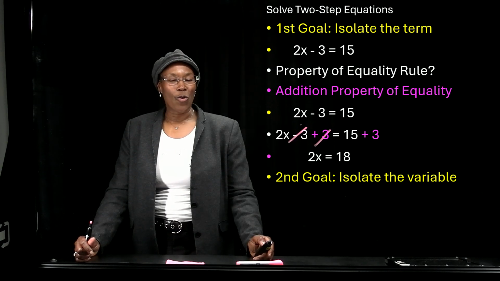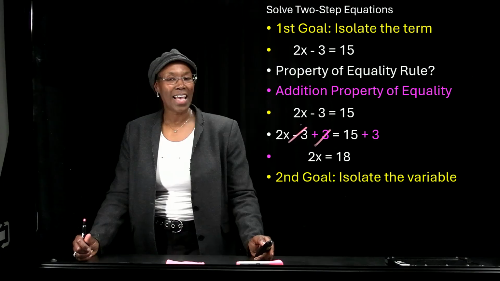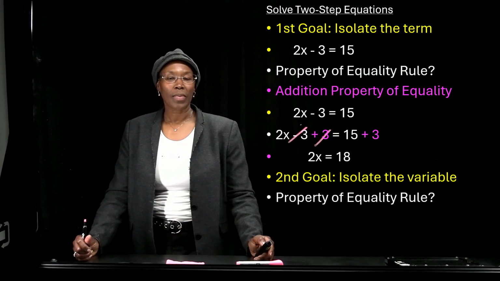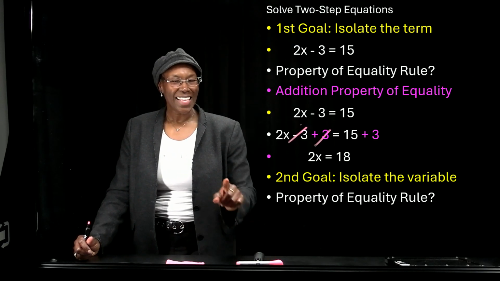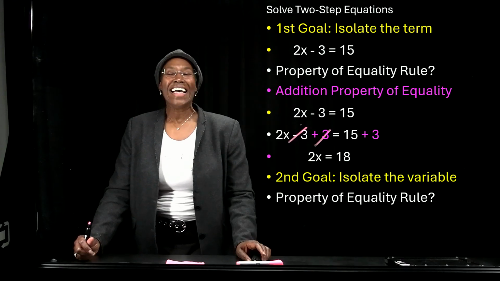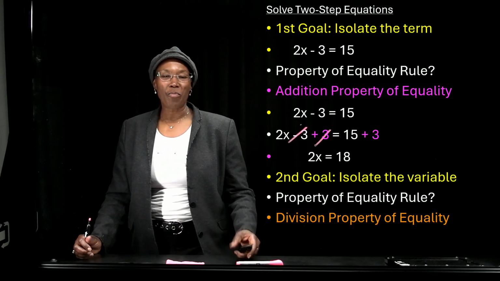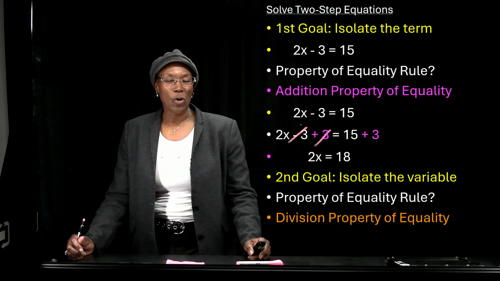Isolate the variable. We have 2x equals 18. So our last and second step is to isolate the variable. And what property of equality rule do we need to apply? Yes, Miles. That is correct. We need to apply the division property of equality because 2x means multiplication.